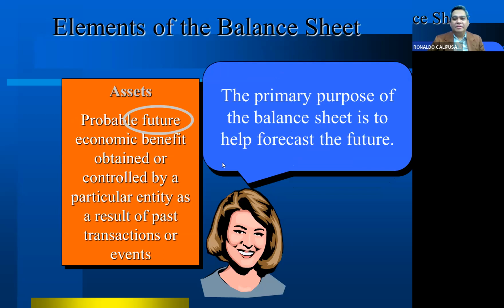Okay. So look at this statement. The primary purpose of the balance sheet is to help forecast the future. Okay. How? Let's think about that. How can the balance sheet help forecast the future? So for example, let's take a look again at one of the components of the balance sheet, cash. That's the focus of our discussion.